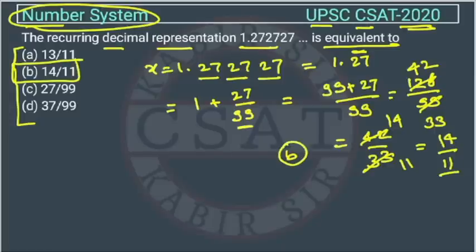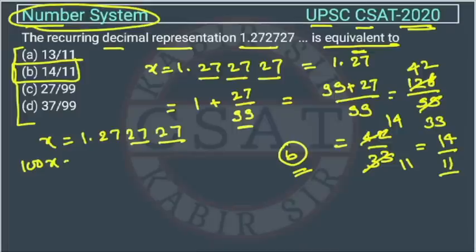Okay. Otherwise, you can solve it like this also. Here x is 1.272727, so these are two recurring numbers. We will multiply x with 100, so this will become 100x equal to 127.2727, and this is going till infinite.